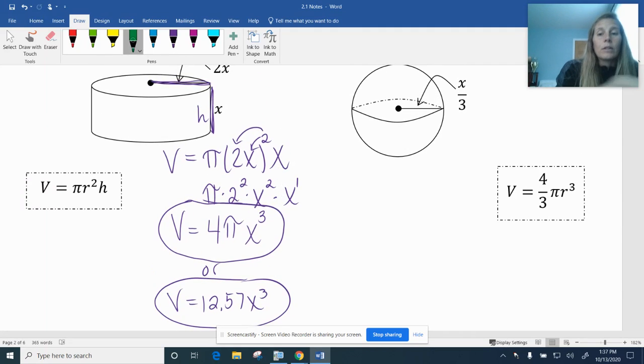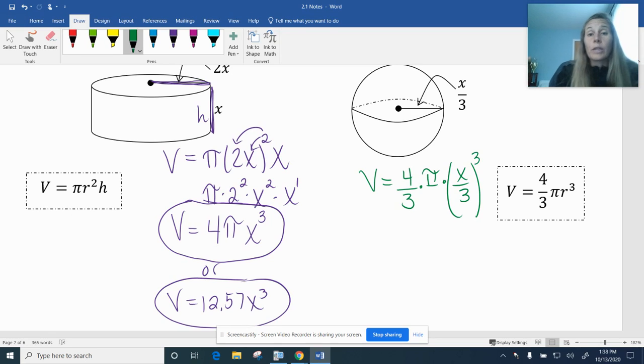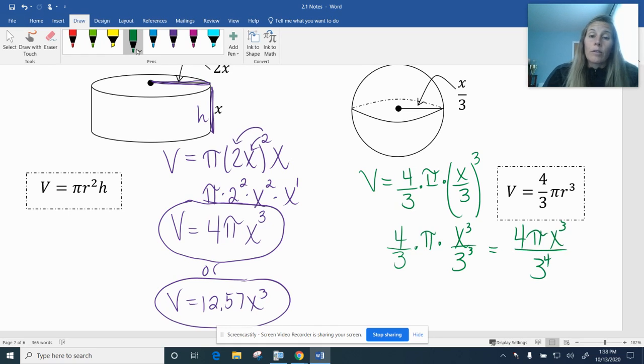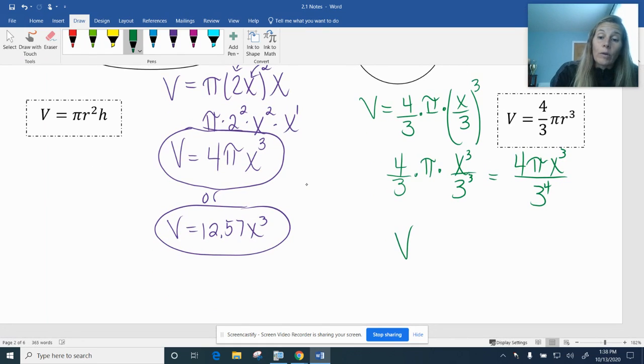All right, so then the next one here, we have volume equals 4/3 times pi times my radius, which happens to be a fraction, x over 3, and that's going to be cubed. So typically the first thing I like to do is get rid of those parentheses. So this is going to be x cubed over 3 cubed. So now on the top I have 4 pi x cubed, and on the bottom I have 3 to the 4th. Now the 3 to the 4th, you could actually work that out, right? So I have 4 pi x cubed over 81.